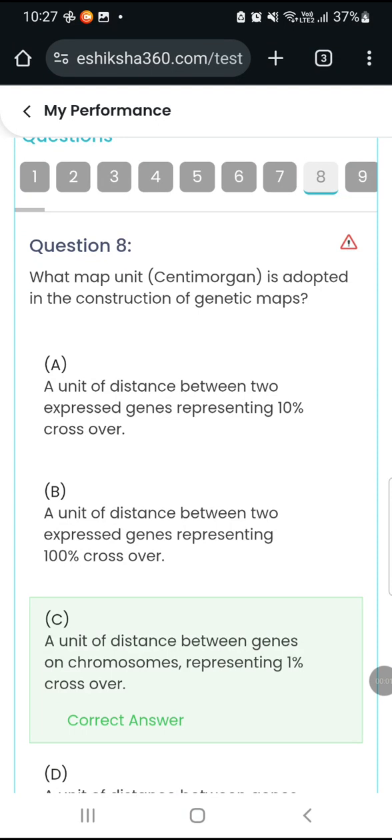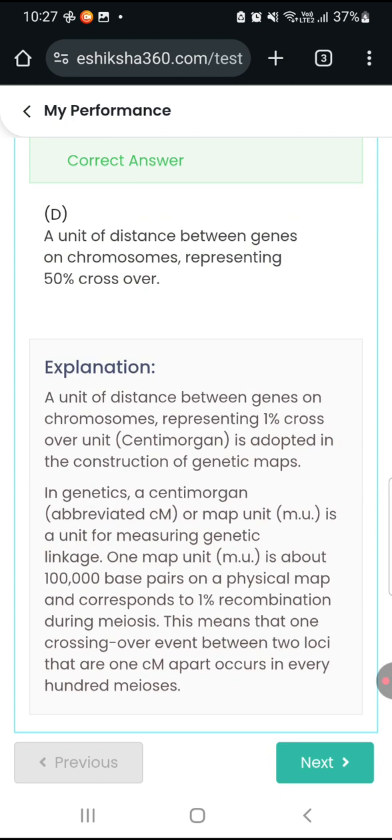What map unit centimorgan is adopted in the construction of gene maps? Answer: a unit of distance between genes on chromosome representing 1% crossover. Explanation: a unit of distance between genes on chromosomes representing 1% crossover unit. Centimorgan is adopted in the construction of gene maps.